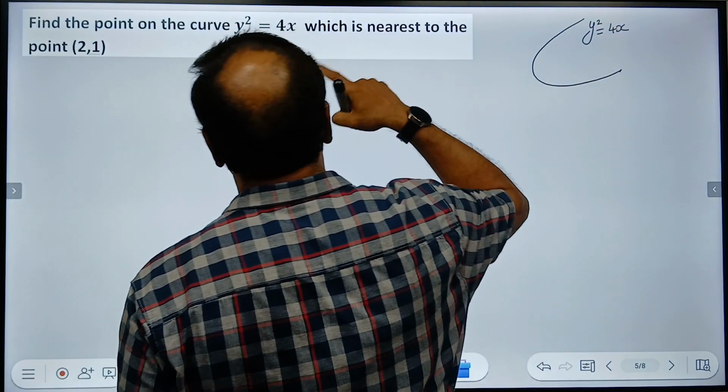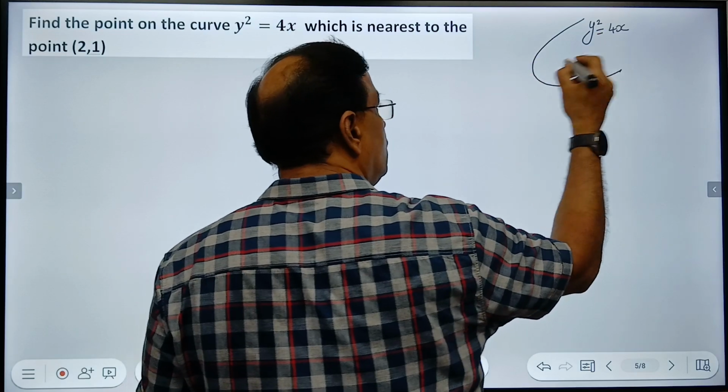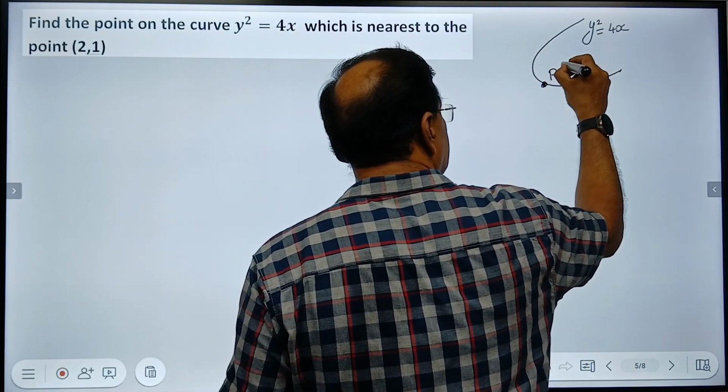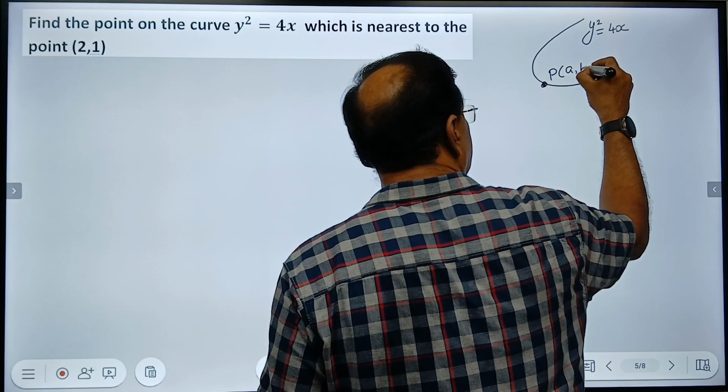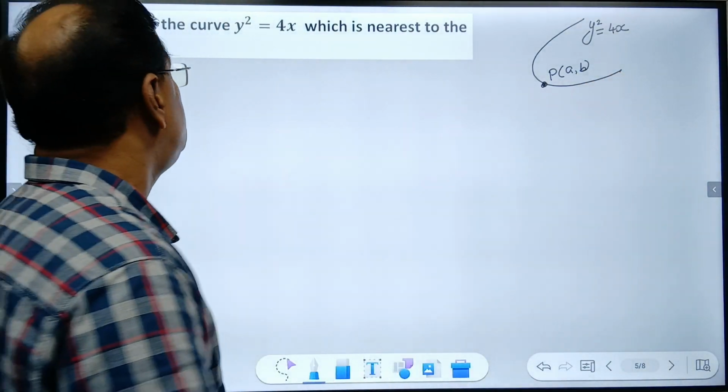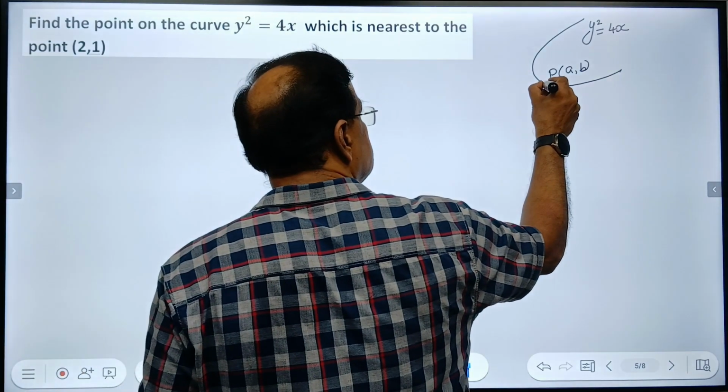He is saying find a point on the curve. So I don't know where to find. So I'll choose a point. I'll choose the point P as, say, A comma B. Find a point on the curve which is nearest to. So nearest means closest.